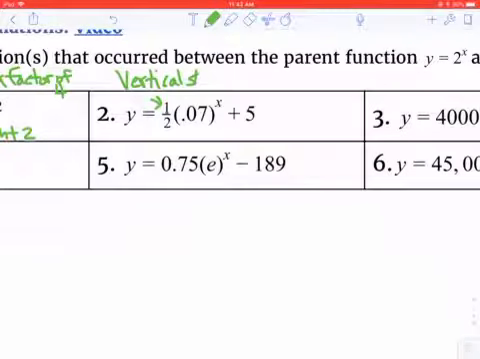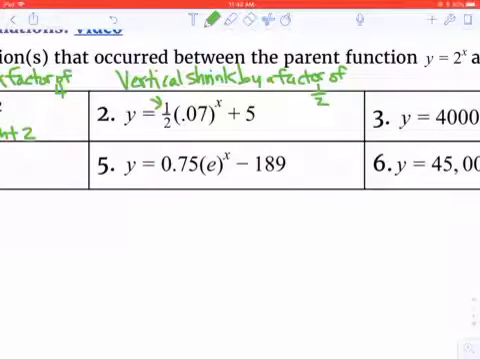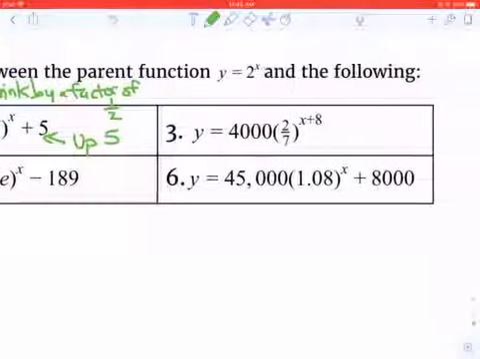Let me write all that down. Vertical shrink. Let me spell that a little better. Shrink by a factor of 1/2. The 0.07 makes it decay, but again, that's not a transformation. That's just growth versus decay, which we looked at before. And then the plus 5 would make it shift up 5 because it's not in a grouping symbol. It's just out back by itself.